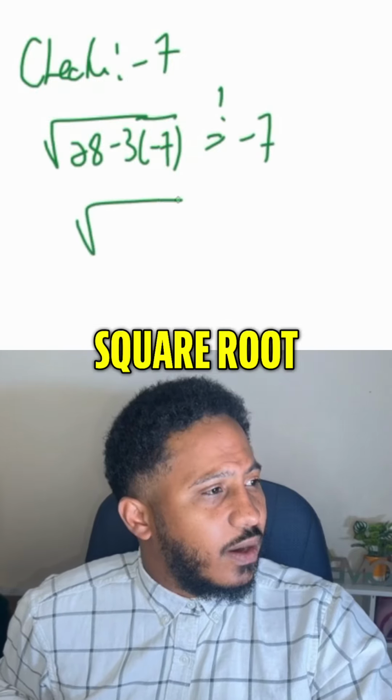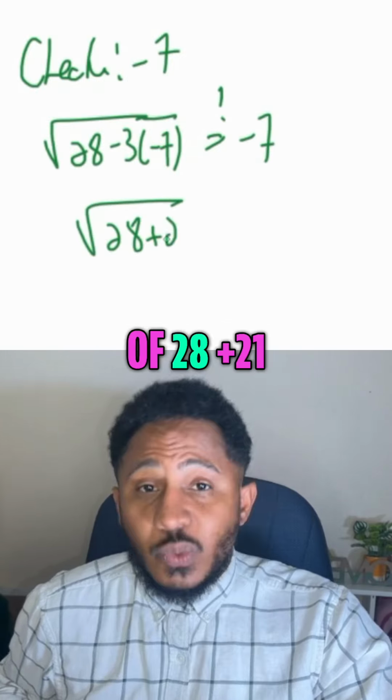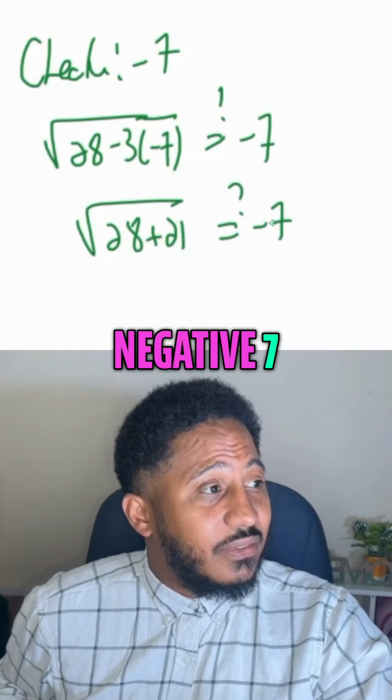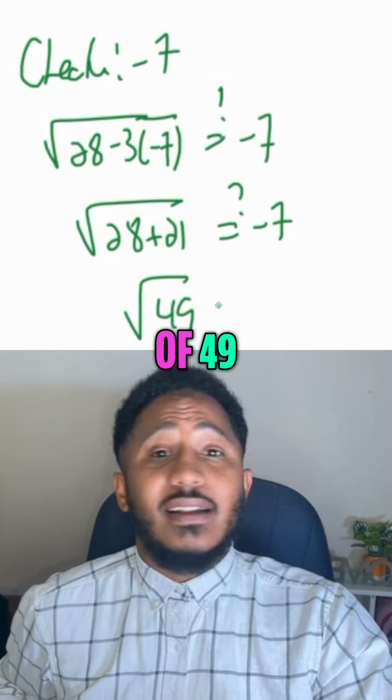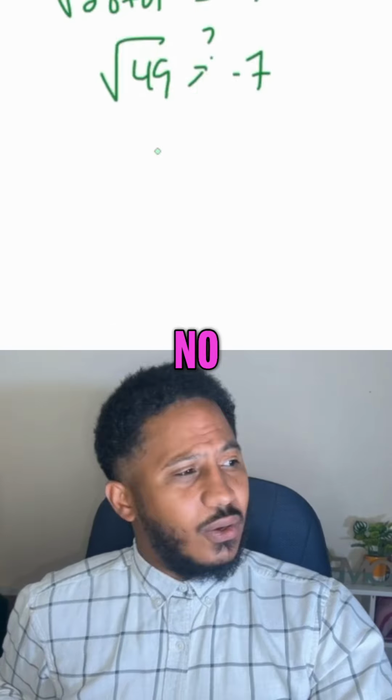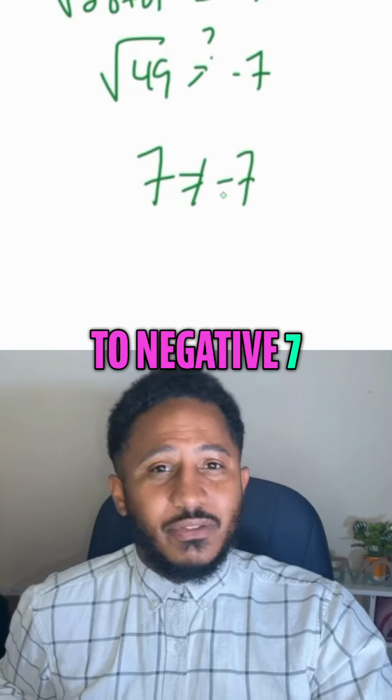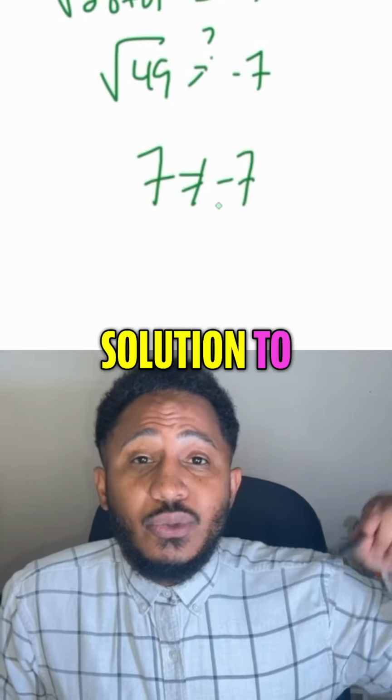Well, let's see. That gives me the square root of 28 plus 21. Is that equal to negative 7? That would be the square root of 49. Is that equal to negative 7? No, 7 is not equal to negative 7. These are not the same, meaning negative 7 is not a solution to this equation.